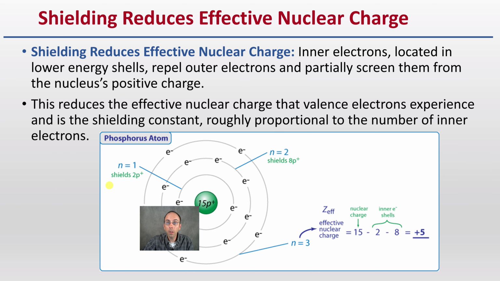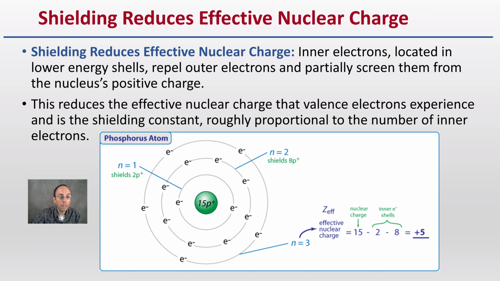Shielding reduces the effective nuclear charge, meaning those inner electrons located at the lower energy levels repel outer electrons because, again, they're both negative, the same charge, and partially screen them from the nucleus's central positive charge. This reduces the effective nuclear charge that valence electrons experience, and that is the shielding constant. It's roughly proportional to the number of inner electrons here.